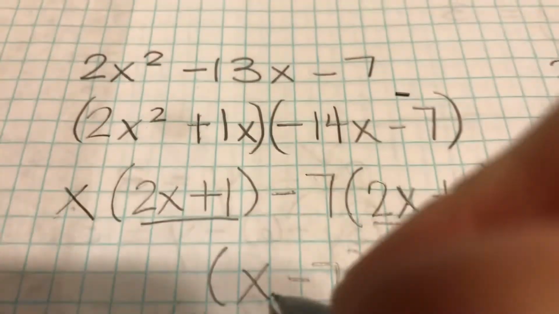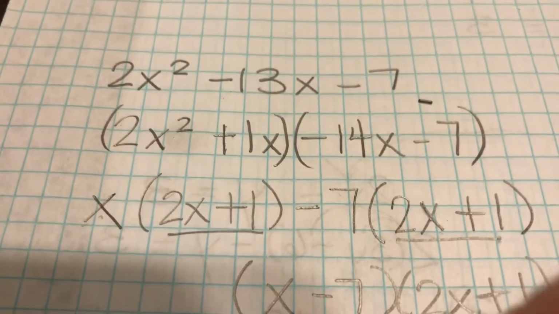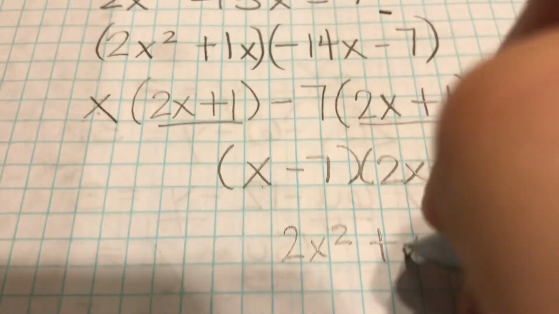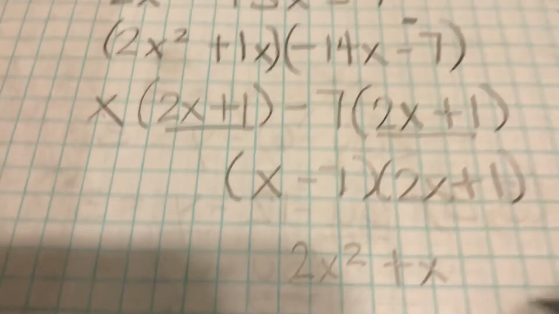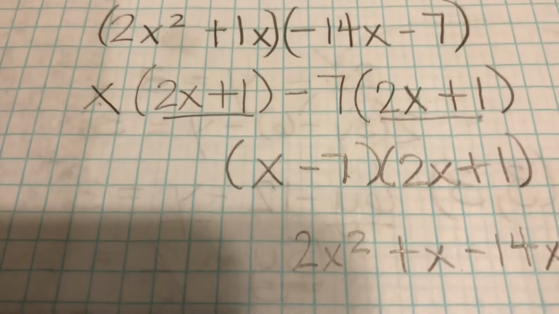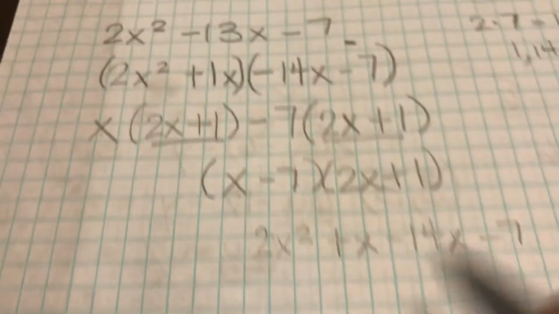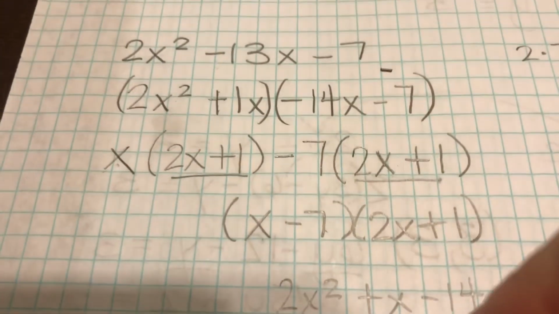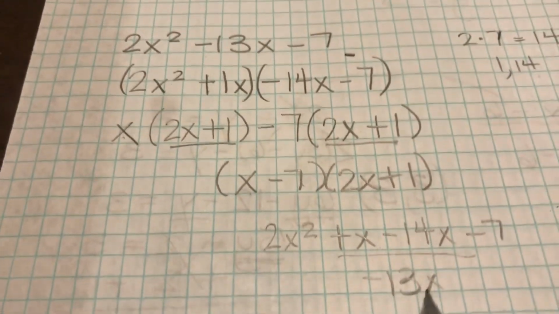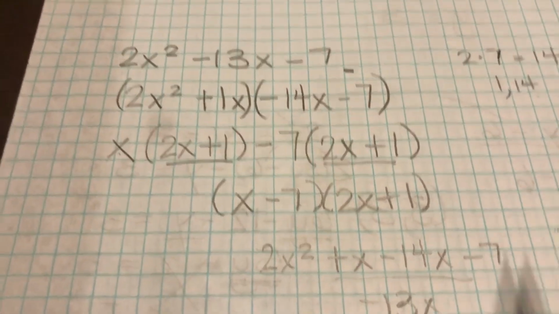To check it, x times 2x is 2x squared. x times 1 is x. Negative 7 times 2x is negative 14x. And negative 7 times 1 is negative 7. Combine these two, you get negative 13x. And there we go. 2x squared minus 13x minus 7.